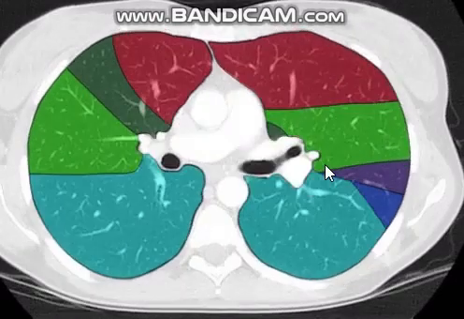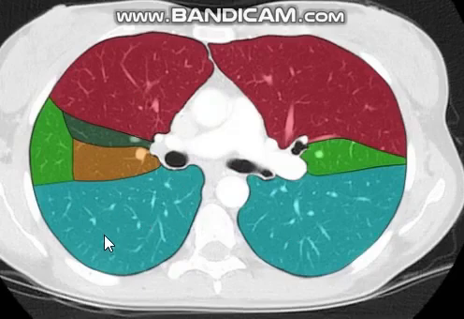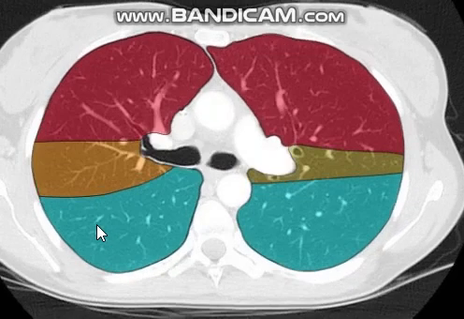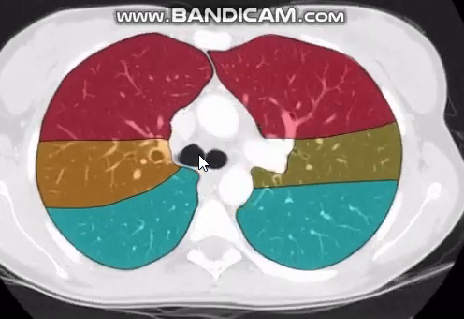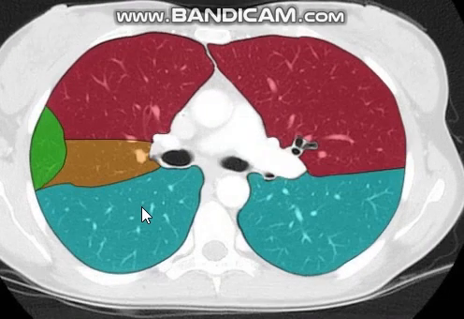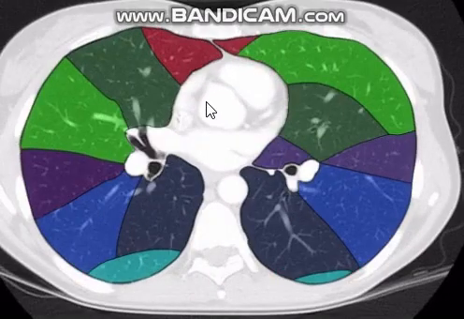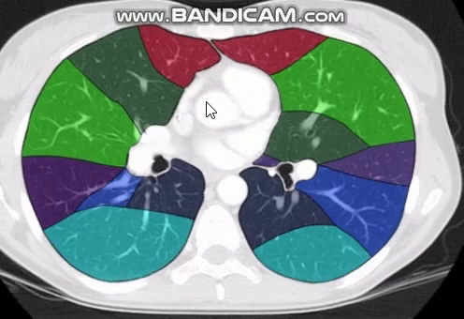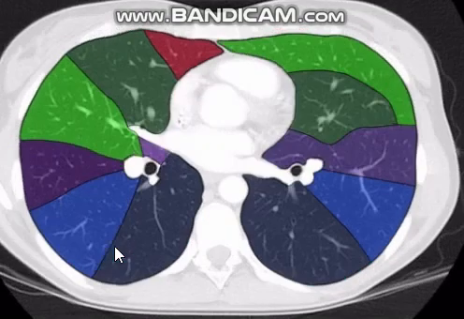Now let's start talking about the lower lung lobe segments. The first segment is the superior segment. The superior segment starts to appear when the trachea starts to bifurcate. Then it will disappear when the heart starts to appear, because it's the most superior segment of the lower lung lobe. Then will come the basal segments of the lower lung lobe.